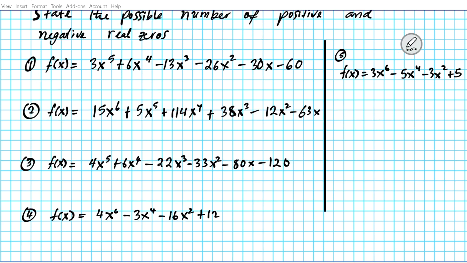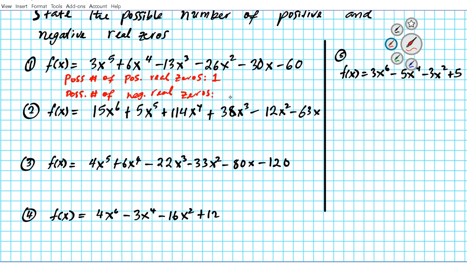Alrighty, welcome back. Hopefully you had a chance to try out the problems. Let's take a look at what the solutions are. For number one, the possible number of positive real zeros is just 1. Bam. One sign variation for f of x. And then the possible number of negative real zeros, we're looking at sign variations for f of negative x, which is 4, counting down by 2, so 4, 2, or 0.